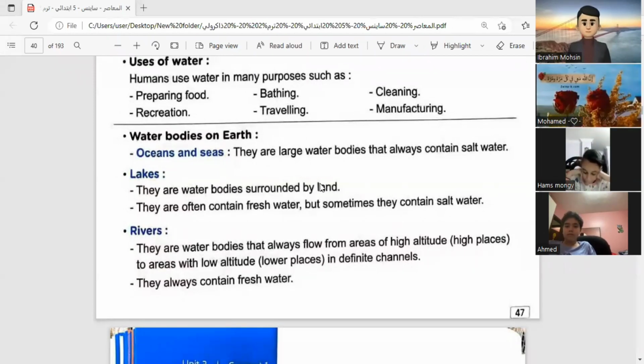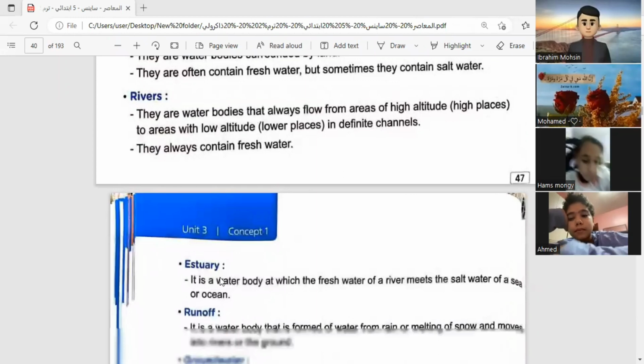And the last one is rivers. Rivers are water bodies that always flow from areas of high altitude, or high places, to areas with low places in definite channels, okay? They always contain fresh water.